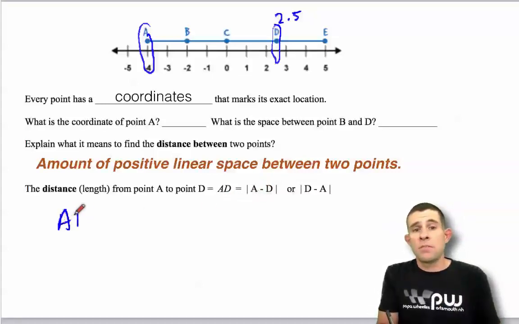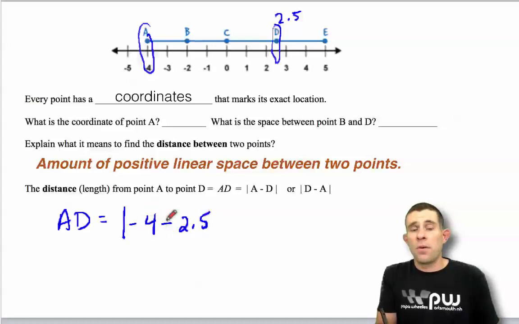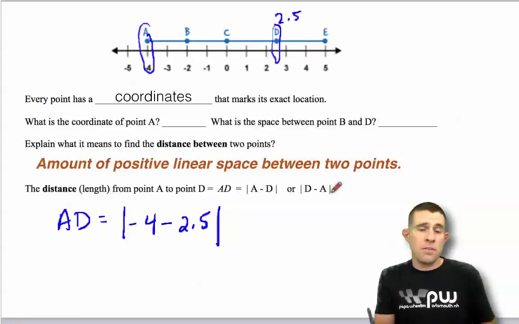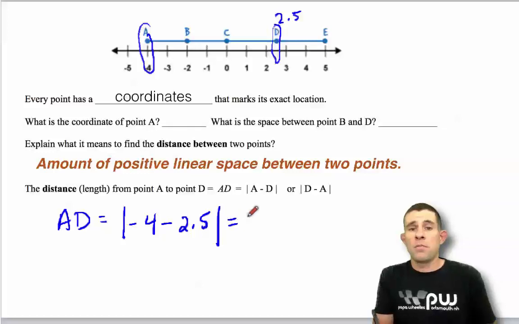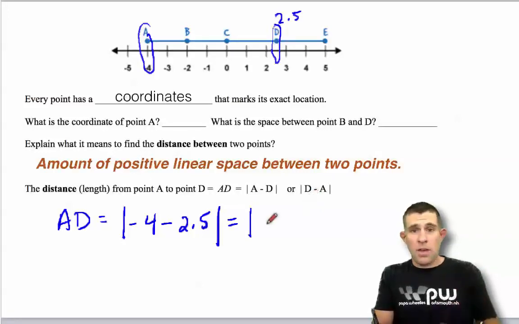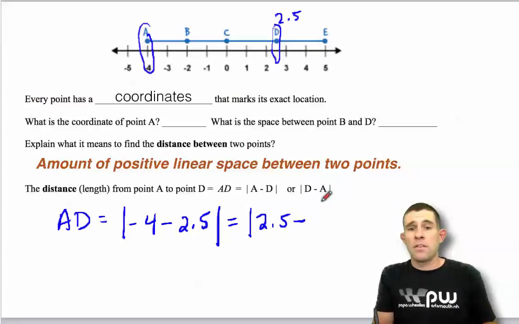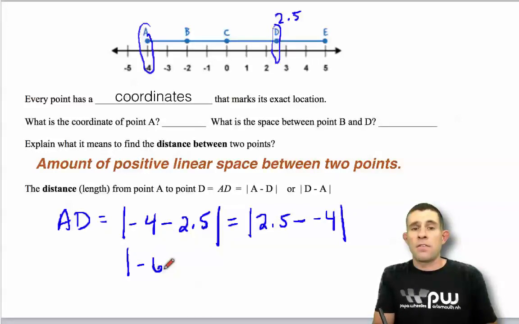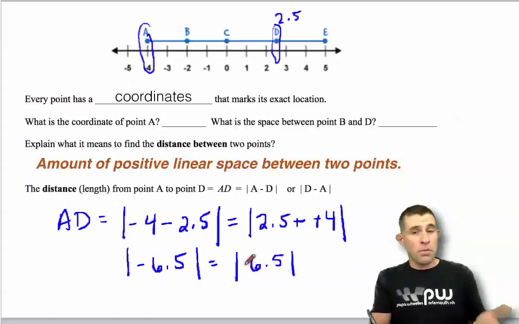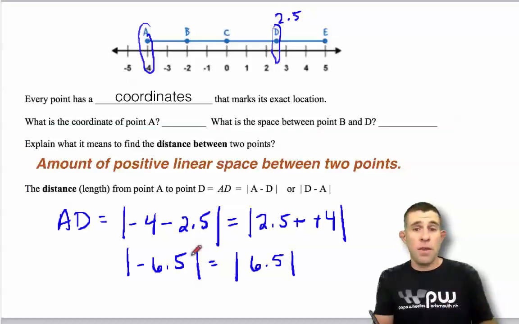So if I want to find the distance between A and D on my line segment, I'm going to take the absolute value of the difference of their coordinates. So that's -4 minus 2.5. Now keep in mind, it doesn't matter which direction we subtract them in. This is going to be equal to the absolute value of 2.5 minus the coordinate at A, which was -4. Either way I do this, I'm going to end up with the absolute value of -6.5, and that's going to be equal to the absolute value of 6.5. Because either way, these are both equal to that distance or the amount of positive space between A and D, which is 6.5.